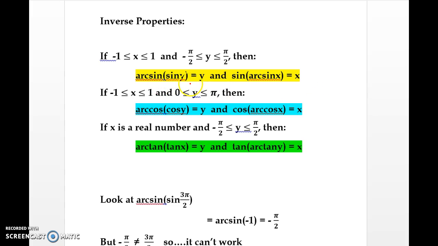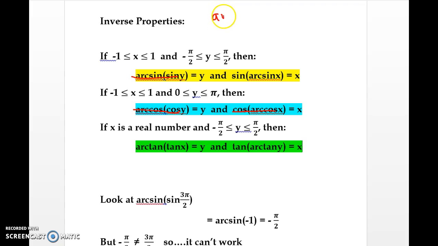Arcsine of sine y equals y, because arcsine and sine are opposites, or inverse sine and sine are opposites, so they will cancel out. Assuming that your variable fits in between your domain and range. Cosine of arc cosine will cancel out, and the arc cosine of cosine will cancel out, and you're just left with your variable. So as long as your variable is within your bounds, then these are super nice and easy.